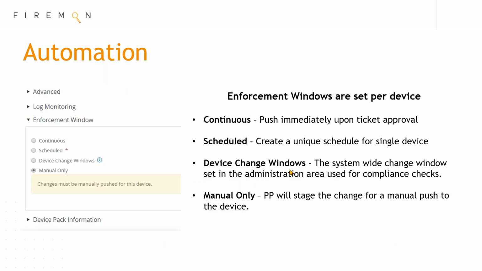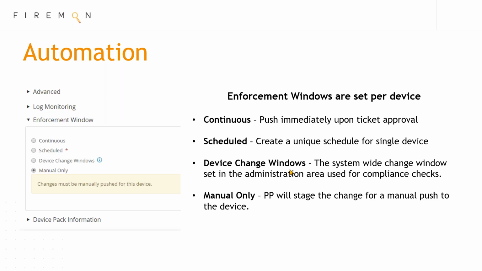All right, and the automation scheme enforcement windows are going to be used to determine when those changes actually push. So again, if you select the continuous option, that means that as soon as your Policy Planner ticket reaches the approved stage, it will be pushed out to your device. If you set it up to scheduled, that means that you can allow the creation of a unique change schedule at a single device level, and whenever a change ticket gets approved in Policy Planner, then the Policy Planner application will wait for that scheduled window and then push the change out to your device automatically.